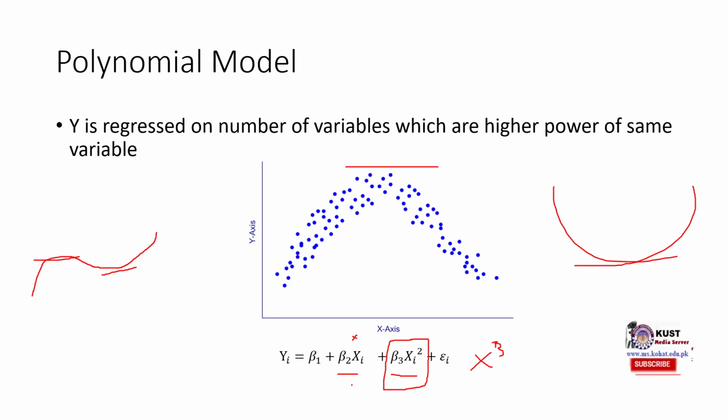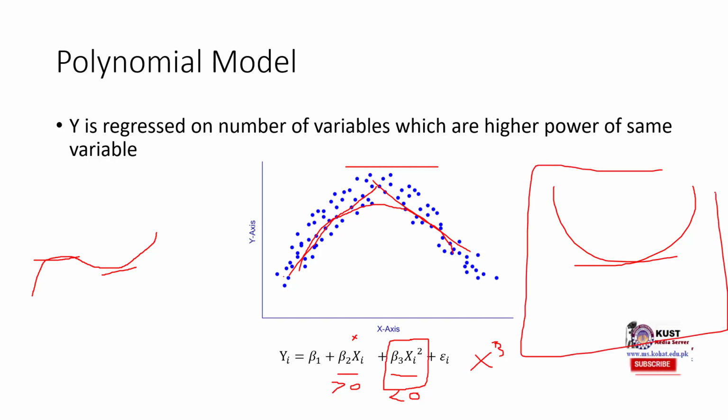So if this beta 2 is greater than 0, that is positive, and this beta 3 is less than 0, then that would mean we have this kind of data where beta 2 would represent this part of the data, and beta 3 would represent this part of the data. And if it is opposite, where beta 2 is less than 0 and beta 3 is greater than 0, then it will represent this kind of graph.